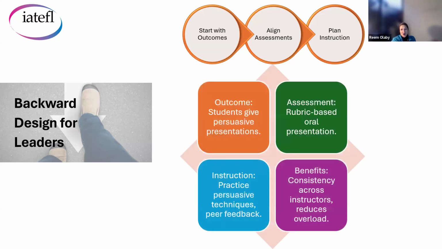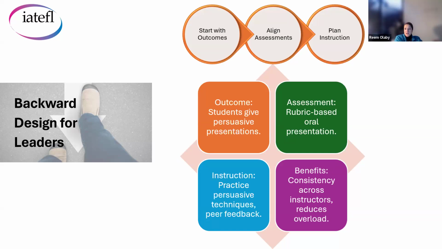Okay, so this is basically what I was explaining. So again, the outcome, in this case, is that the students need to give persuasive presentations. So the assessment that would map to that outcome would be, for instance, a rubric-based oral presentation. And then the instruction in this case would be practicing persuasive techniques and peer feedback, for instance.